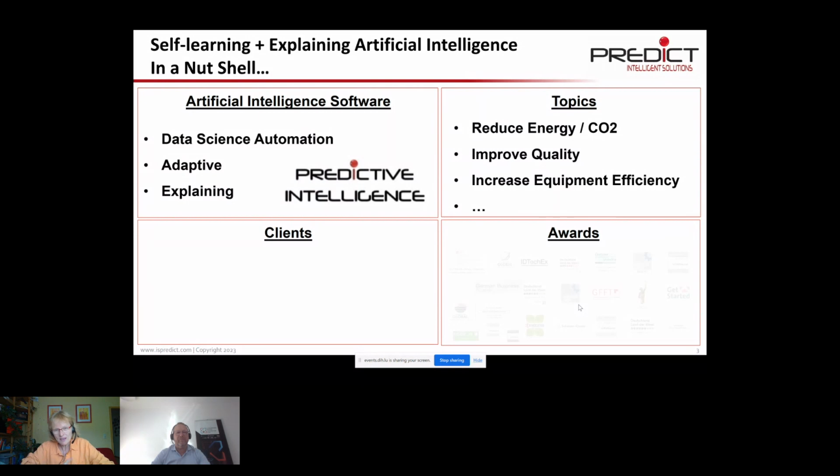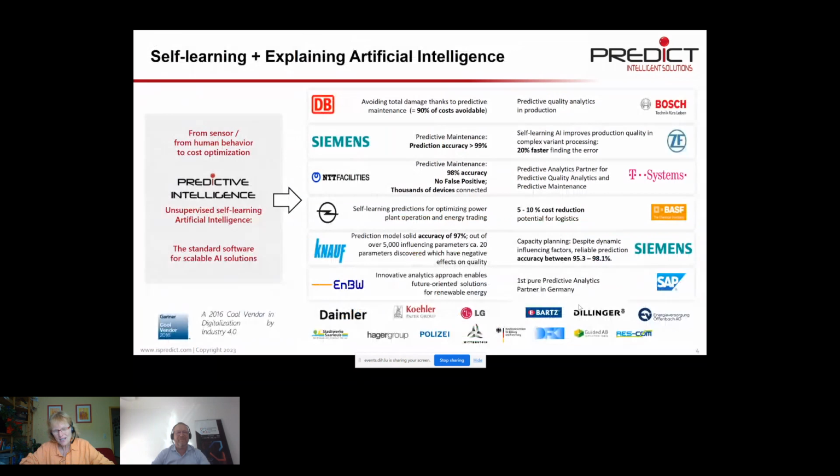So now very quickly, and that is my last slide, I won't read all of that, but just point out a few projects. All AI projects with self-learning, which means adaptive, and explaining, which means trustworthy artificial intelligence. I talked about German Rail, here at the top on the left-hand side, in order to avoid the failure of the engine in a locomotive and to understand that it needs certain technical maintenance activities, then they save 90% of the costs, which is a lot.